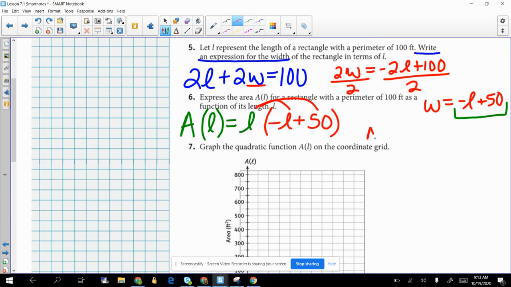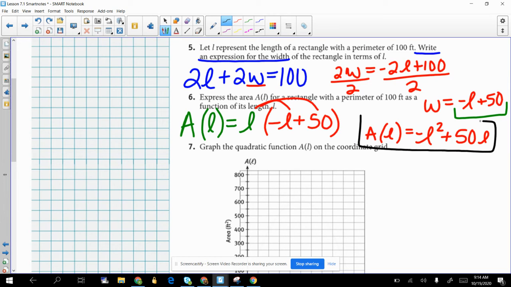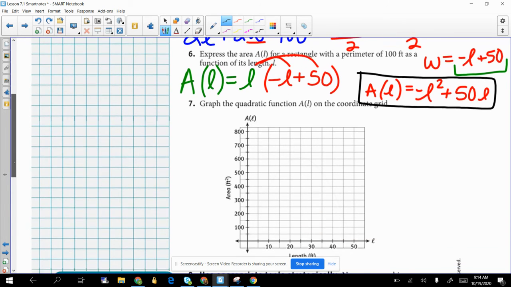So that's going to be A of L equals negative L squared plus 50L. Okay, and that's super important. That's what we're going to be using as we move forward here. That is our quadratic function. Because it has that squared, that's what makes it our quadratic function. Okay, so this next part is asking you to graph it.